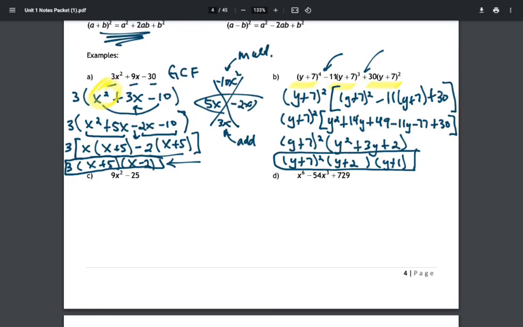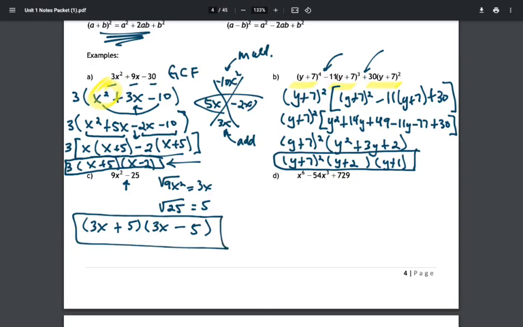All right, on the next one, on letter C, we have a difference of squares. That minus sign tells me difference, and then both of those terms are perfect squares. So if I take the square root of 9x squared, I get 3x. If I take the square root of 25, I get 5. And then when I factor, I'm going to have two binomials. They're going to have the same thing in both binomials, and then one gets a plus and one gets a minus. So that one is factored.